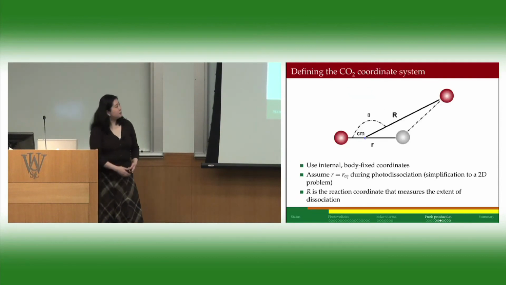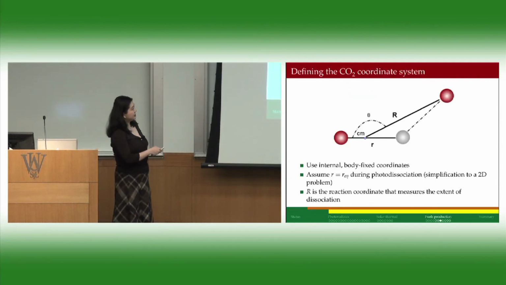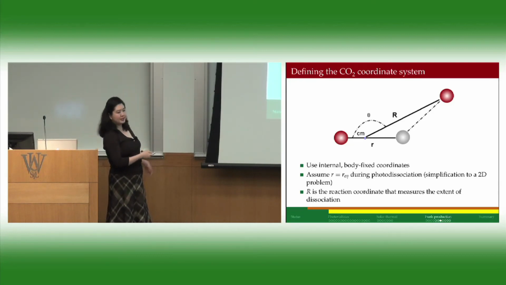So we basically treat this system as a simple model. Here's CO2, this is OCO. We come up with a simple coordinate system, modeling the distance between the oxygen that breaks off and the center of mass of the CO moiety, and then we have an angle that reflects this. And so you might wonder, well, normally it's a linear molecule. Why do you care about this angle?